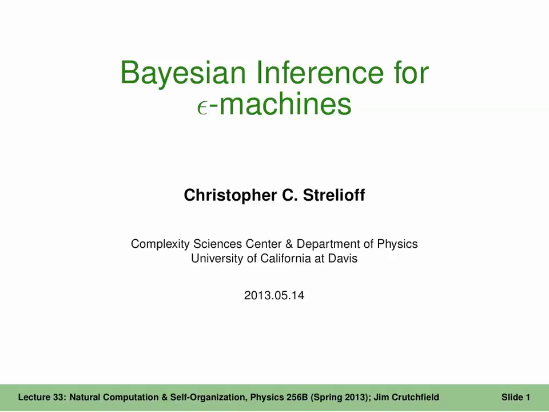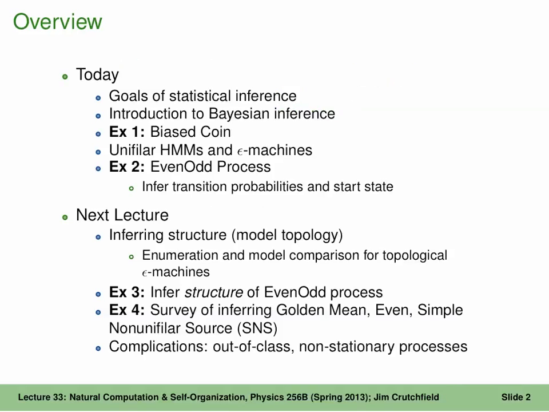So let's see. The basic overview of what I'm going to do today is talk about general goals in my view of statistical inference. What are we trying to do? And in particular, a Bayesian approach to the problem. And I'm going to do a couple of examples. One is for a biased coin, just inferring the transition probabilities. And then the next will be moving on to epsilon machine-like structures, so unifilar hidden Markov models. So not all hidden Markov models, just unifilar ones. And that actually turns out to be very important.